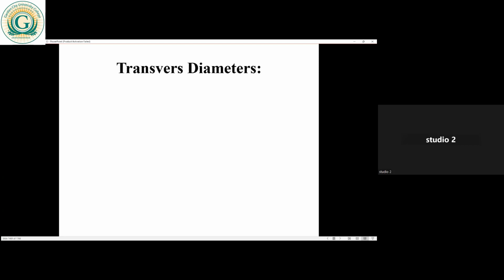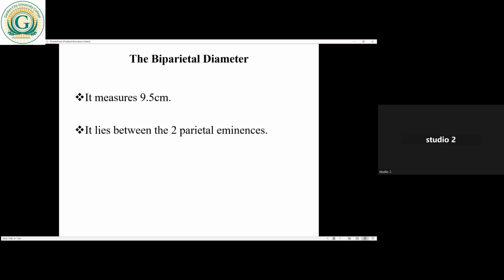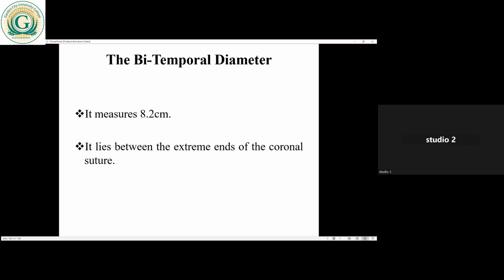And then we have the transverse diameters. That is the biparietal, between the parietal bones, and that's 9.5. It lies between the two parietal eminences. And then you have the bitemporal. It measures 8.2. It lies between the extreme ends of the coronal suture. Remember, I'm saying that because the head is circular, it has diameters. Therefore, anything you hear of diameter, what comes into your mind is a circular form.